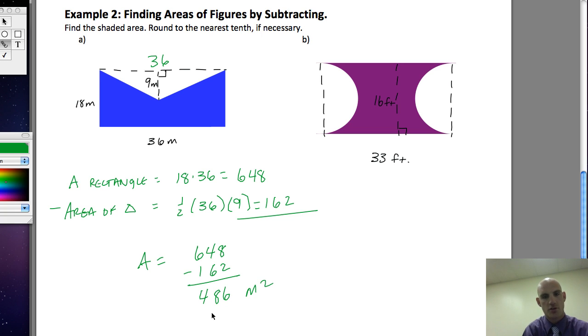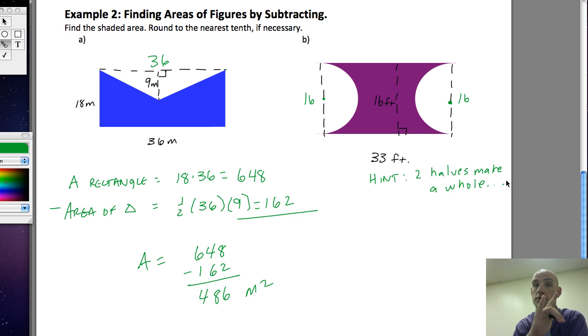486 meters squared. Find the area of what's there if it wasn't missing the pieces and subtract back. On this one, I'm going to give you a hint. These are both half circles, and this is going to be a length of 16 here. My other hint is that 2 halves make a whole. 2 half circles equal a whole circle.